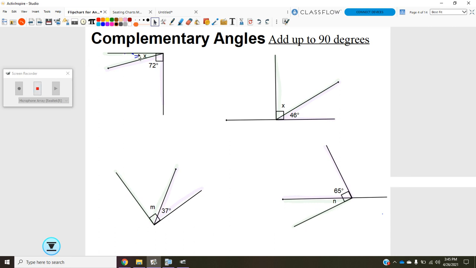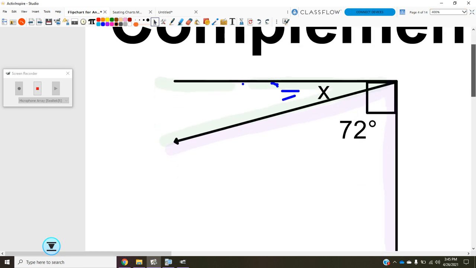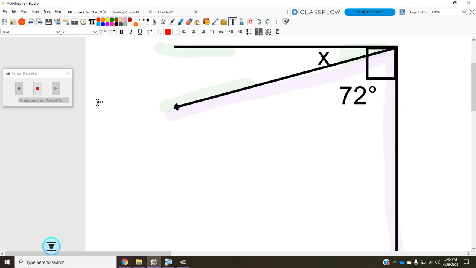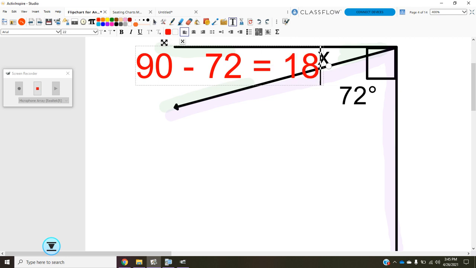Complementary angles are angles that add up to 90 degrees. If I zoom in on this first picture, we see that one of the angles is labeled with 72 degrees and the other angle is labeled with an X. The square in the corner tells me that both of them together make 90 degrees. So to figure out what X is, I'm simply going to take 90 and subtract 72. That gives me my solution, which is that X equals 18.